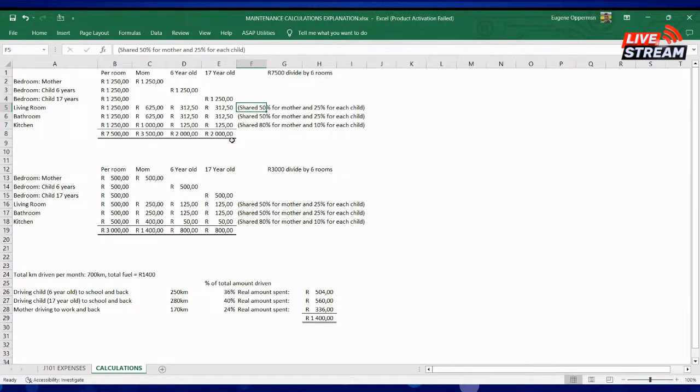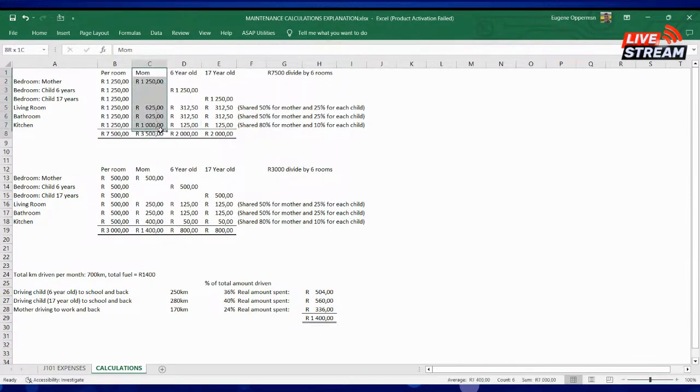Like I said, they shared the common areas, then it gets allocated 625 Rand for mom for the living room, because she shares 50% of that, and the children 25% each, which amounts to those. If we look at the kitchen, for example, we said mom spends 80% in the kitchen, then she needs to pay 1,000 Rand towards the area of the kitchen, and the children 125 Rand each.